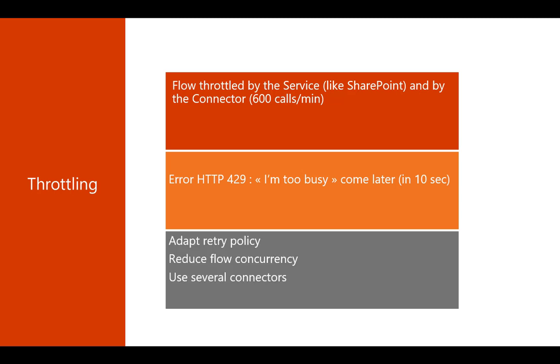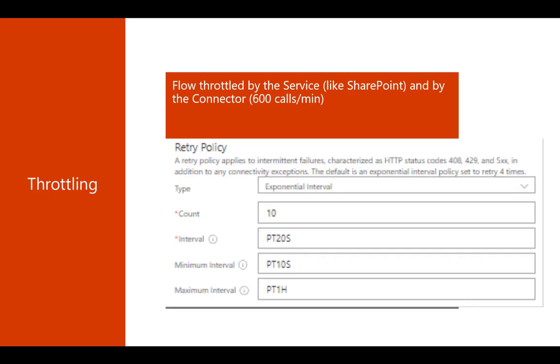So we can, for every action, set up the retry policy. If you get HTTP error 429, the action will restart by itself. And sometimes the default policy is not enough. So if you go to the action settings, you will see retry policy.